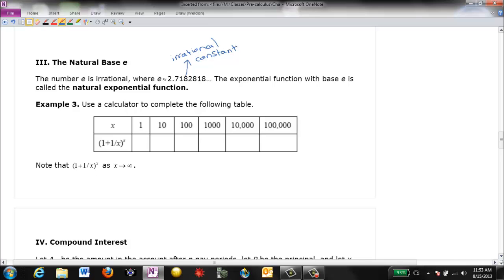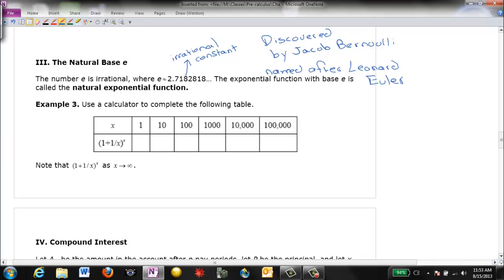E was discovered by Jacob Bernoulli, so I'm just going to give you a little bit of history here, not too much. It was discovered by a mathematician named Jacob Bernoulli, and it was named after Leonhard Euler. You'll notice that Euler's last name starts with an E. That's why it's called E in the first place. It's referred to as the Euler number. Okay, so in higher level mathematics, it's referred to as the Euler number.